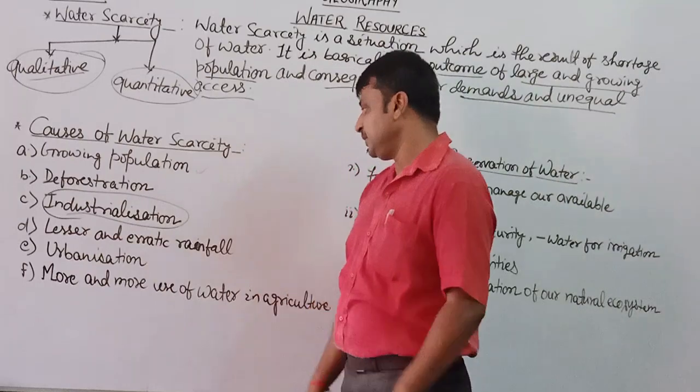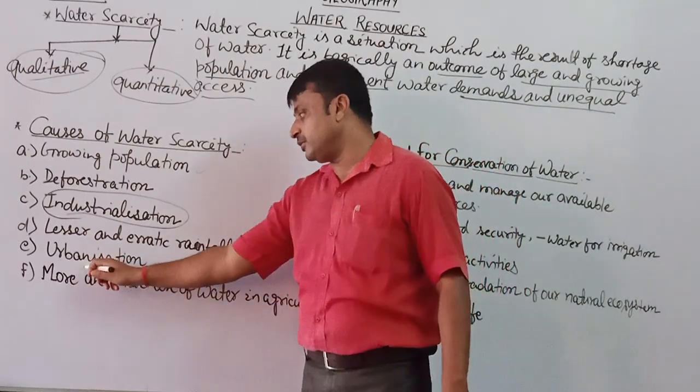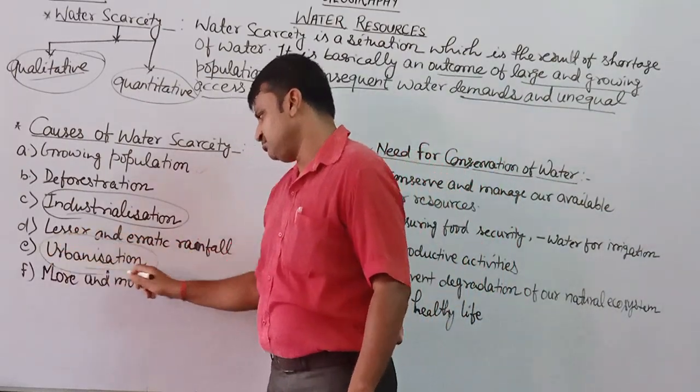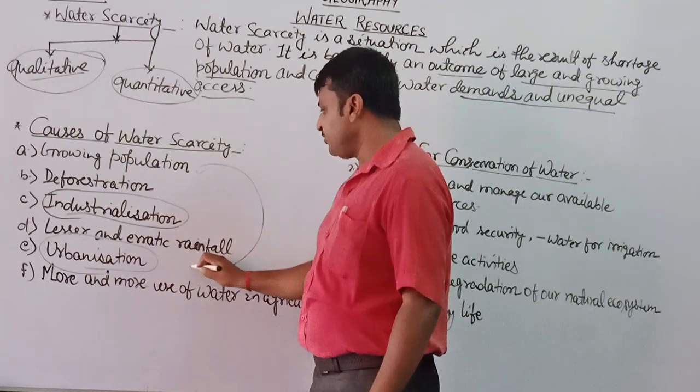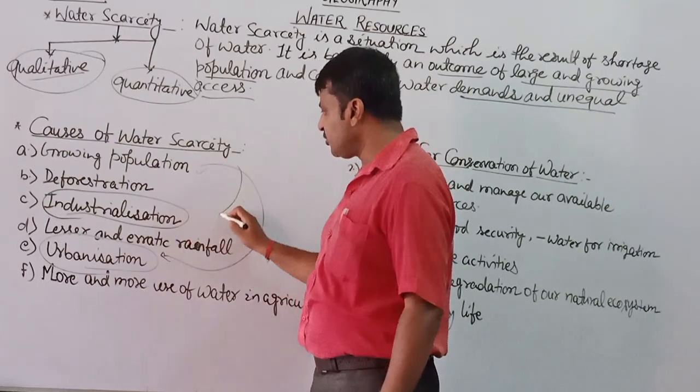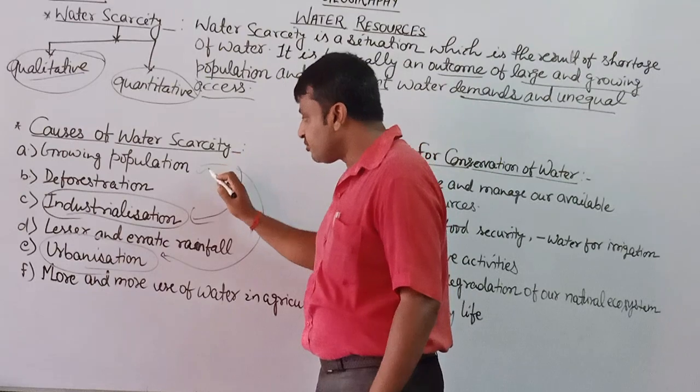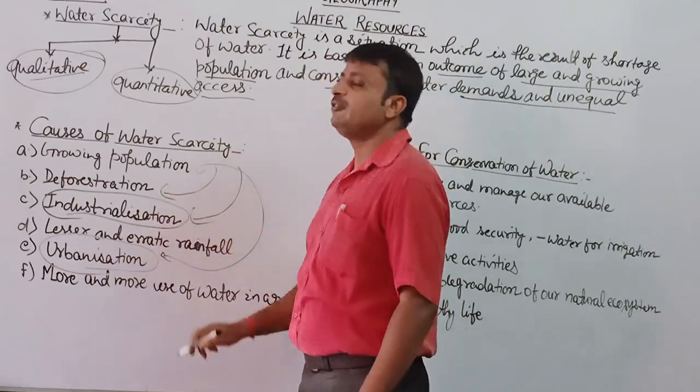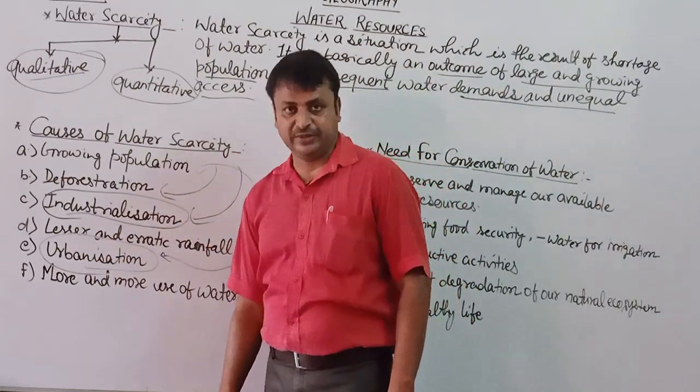Next is urbanization. Simple: when the population increases, definitely urbanization will take place, definitely industrialization will take place, definitely deforestation also takes place.